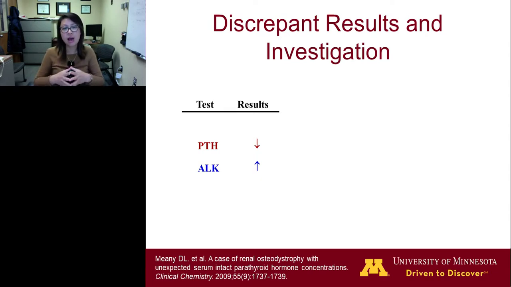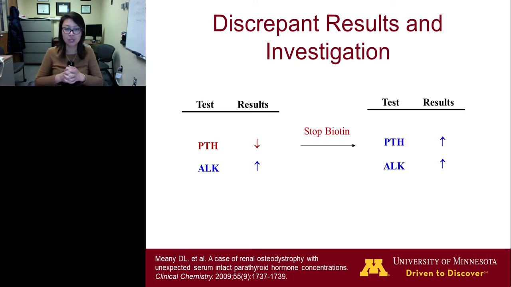Long story short, the lab helped the endocrinologist with the investigation. We first looked at the medical chart and realized that the patient had been taking a large dose of biotin, 10 milligrams daily, for treatment of her restless leg syndrome. Knowing that biotin could interfere with the PTH test, we performed a lot of lab investigation, but in order to confirm this, we asked the patient to stop taking biotin for 2 weeks. After 2 weeks, the patient came back, and the PTH result had gone up. Now the picture of PTH is consistent with the elevated alkaline phosphatase.